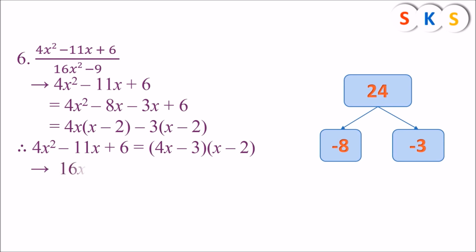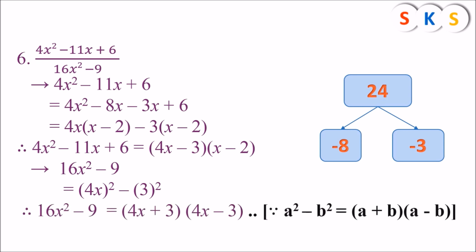16x square minus 9, and you can see both the terms are perfect squares. The first term is the perfect square of 4x and the next term is the perfect square of 3. So we can write this as (4x) the whole square minus (3) the whole square. Now it is converted into the form of a square minus b square, so I'm going to use this formula: a square minus b square is equal to (a minus b) into (a plus b). So we will get (4x plus 3) into (4x minus 3).